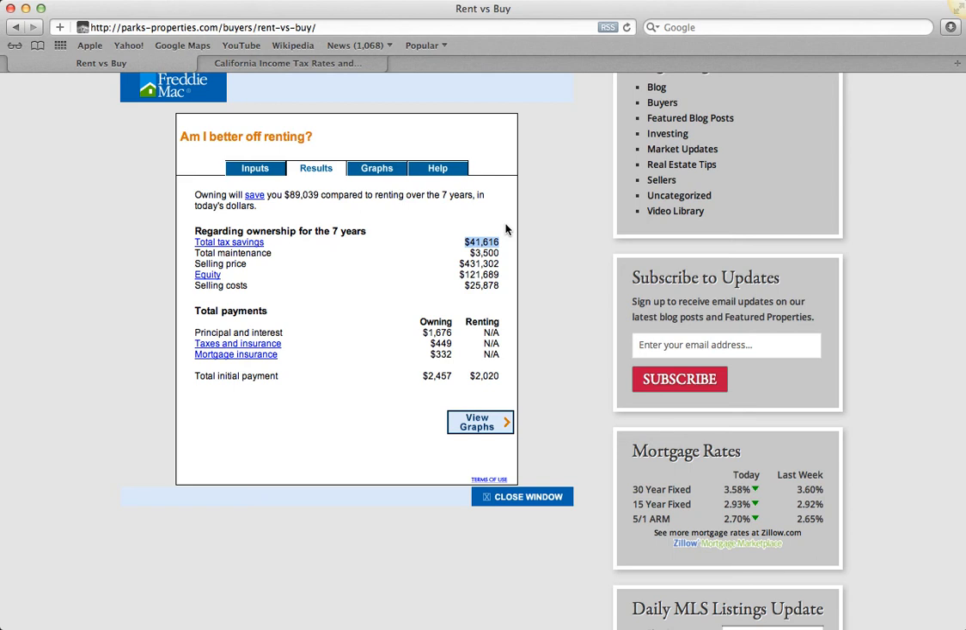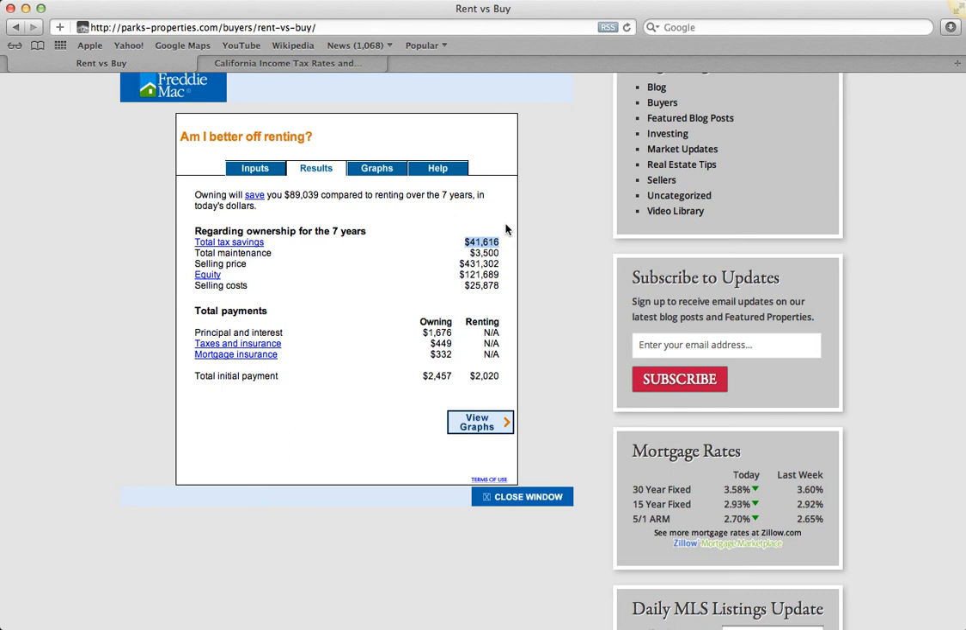Your total maintenance for the 7 years is about $3,500. You're probably not going to spend that much over the 7 years. Selling price at the end of the 7 years will be $431,302. Your equity at that point will be $121,689, and the cost of selling at that point would be about $25,878.